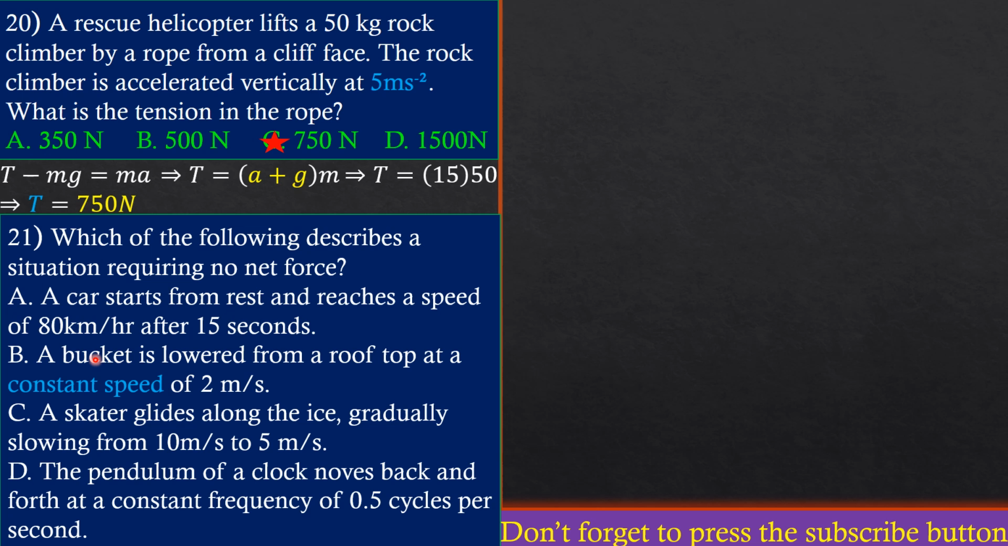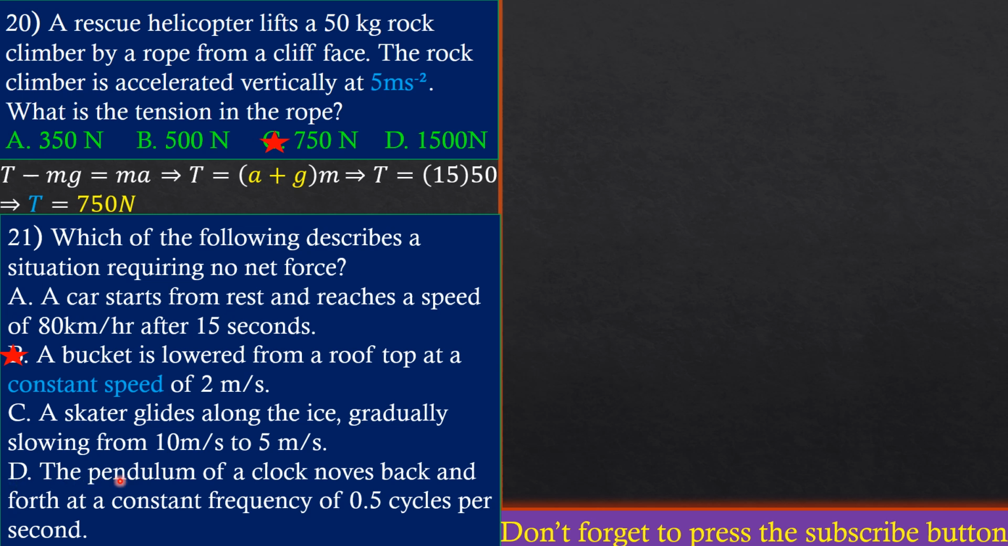But in this case, the bucket is not wheeled around any circle, right? So it does not accelerate. So option B, guys, even without looking at the rest, has to be the best option. But let's look at the rest. Option C is saying that a skater glides along the ice, gradually slowing down from a speed of 10 meters per second to a speed of 5. Guys, this is deceleration or retardation, in other words, negative acceleration.